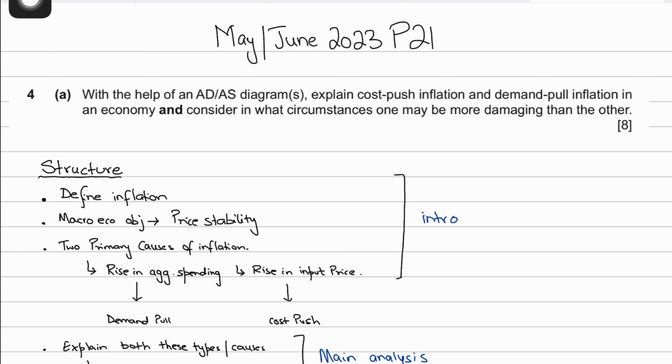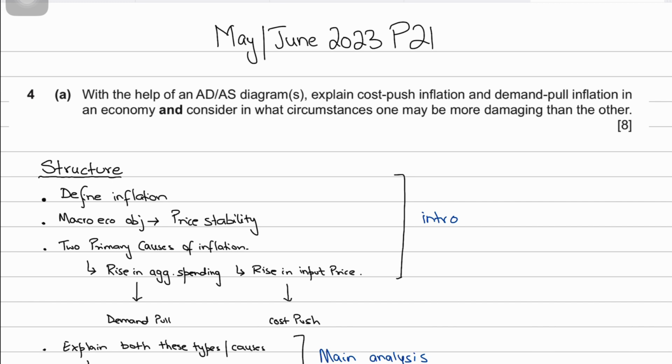Hi guys, welcome back. In this video, we're going to be discussing a past paper question from May-June 2023, paper 21. And the question says, with the help of an AD-AS diagram, explain cost-push inflation and demand-pull inflation in an economy and consider in what circumstances one may be more damaging than the other.